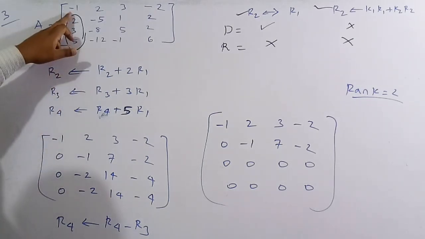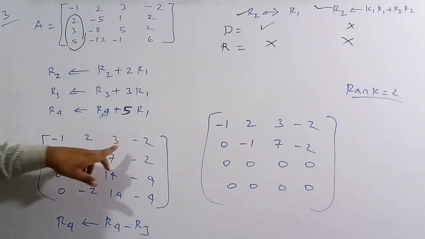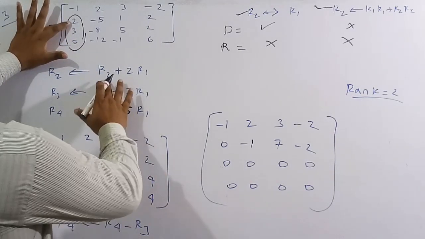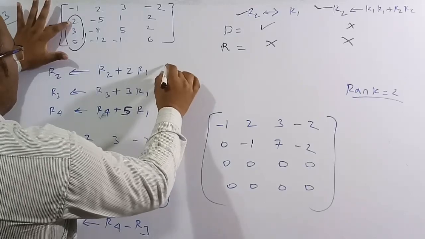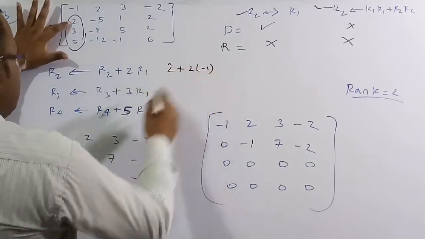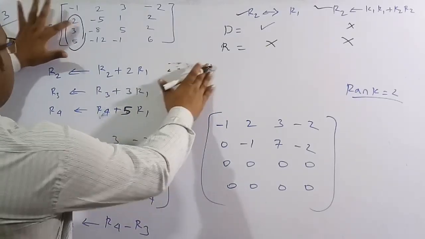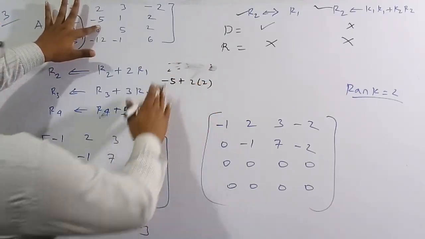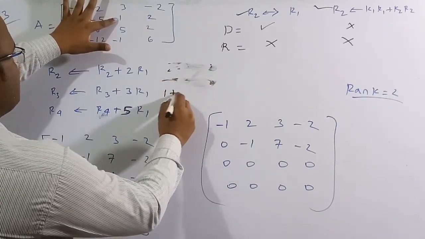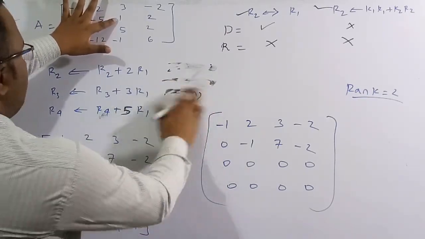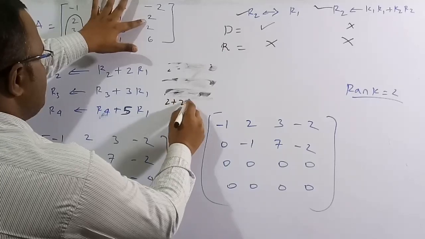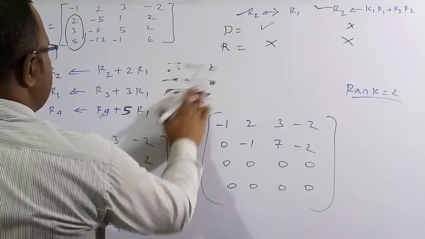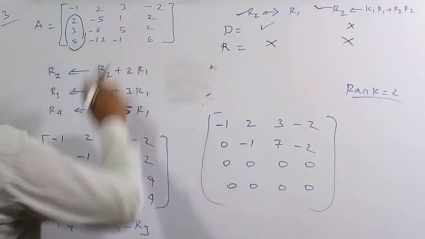So see carefully, the first row I have written the same: minus 1, 2, 3, minus 2. Now the second row is R2 plus 2R1. So 2 plus 2 into minus 1, which is 0. And here, minus 5 plus 2 into 2, which is minus 1. And similarly here, 1 plus 2 into 3, which is 7. And here, 2 plus 2 into minus 2, which is 2 minus 4, which is minus 2. Same thing for each and everything, you have to do here.